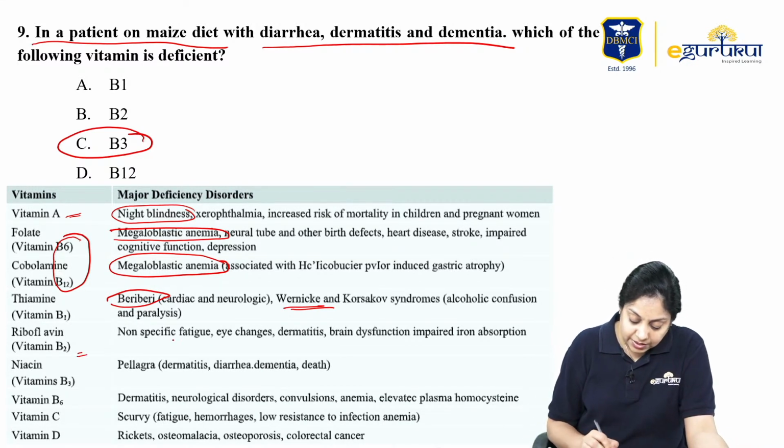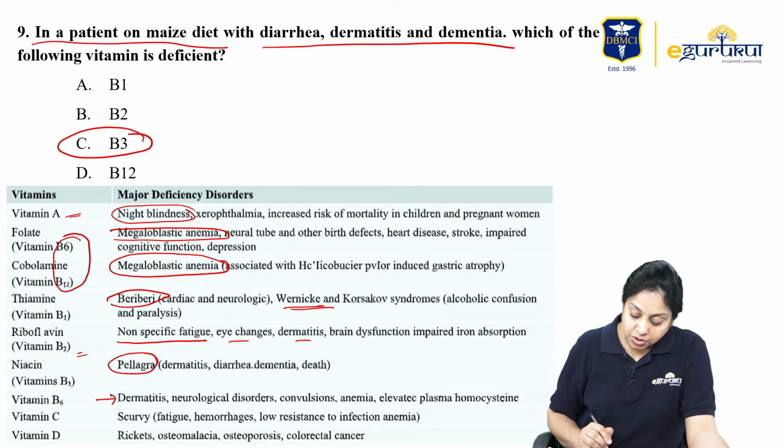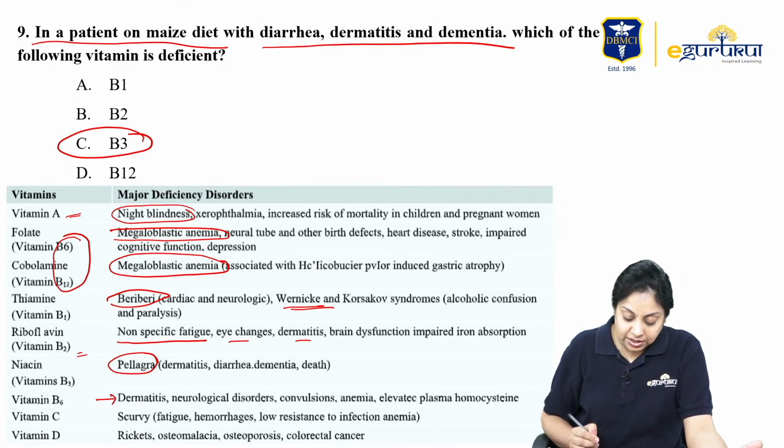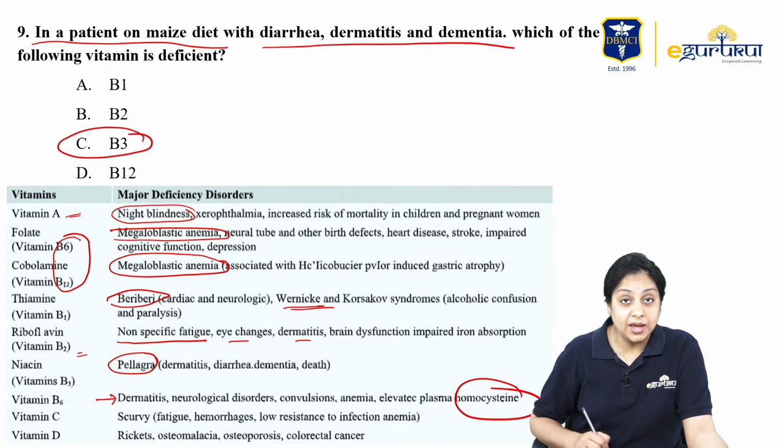Riboflavin is what? Non-specific fatigue, eye changes, dermatitis, lots of things. Niacin, pellagra, all the time we see. Vitamin B6 is also related to what? The dermatitis, neurological, but majorly we see it is in relation to the homocysteine levels and the megaloblastic anemia.